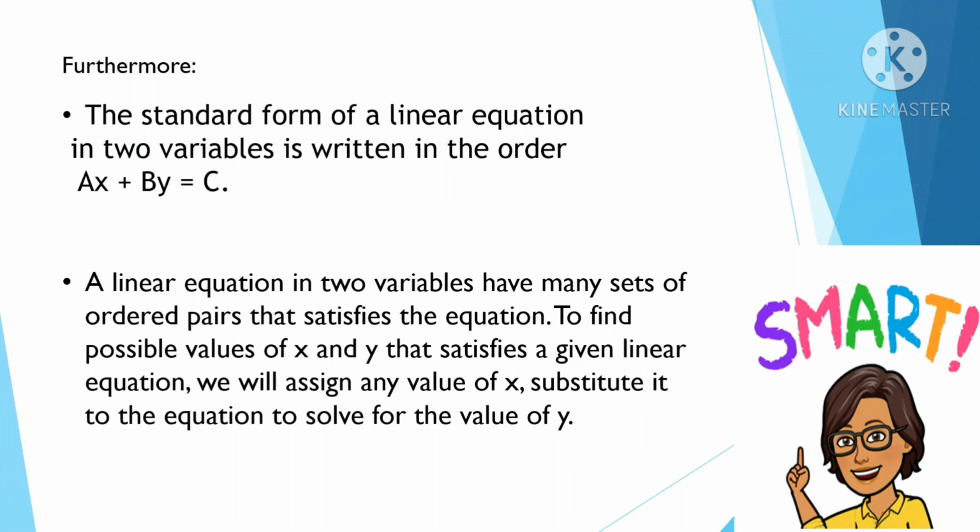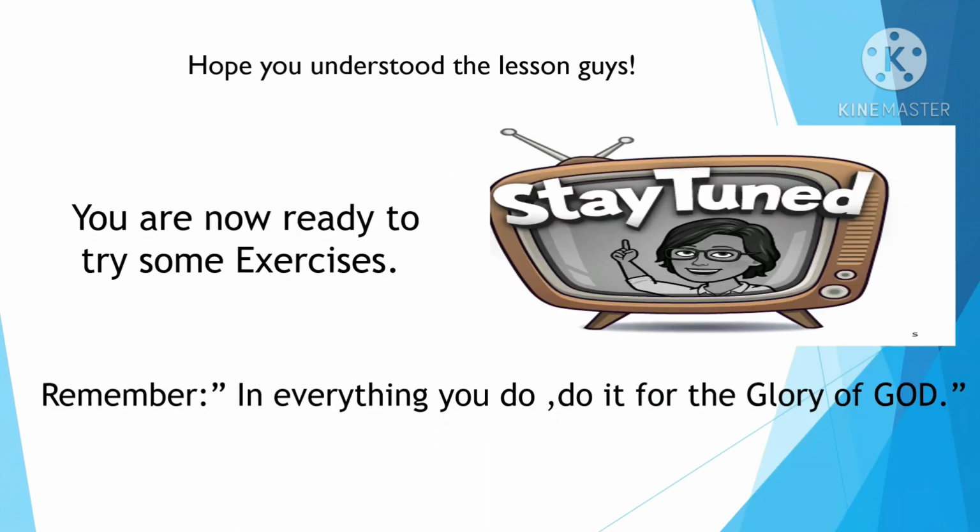A linear equation in two variables have many sets of ordered pairs that satisfies the equation. To find the possible values for x and y that satisfies a given linear equation, we will assign any values of x substituted to the equation to solve for the corresponding value of y. Hope you understood the lesson, guys. You are now ready to try some exercises.